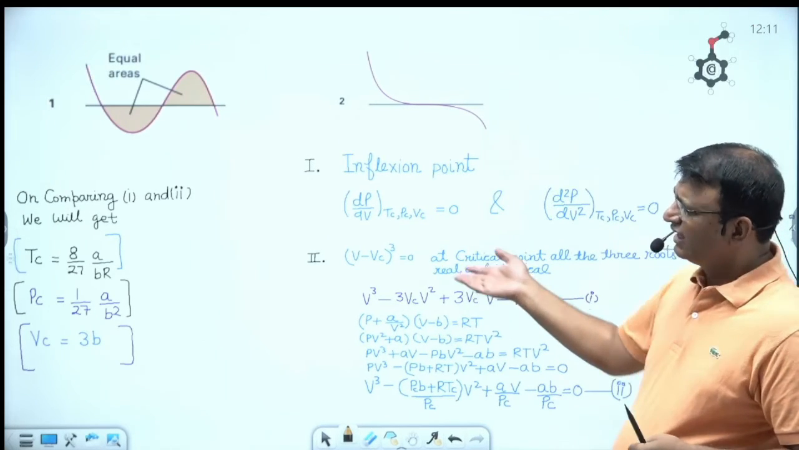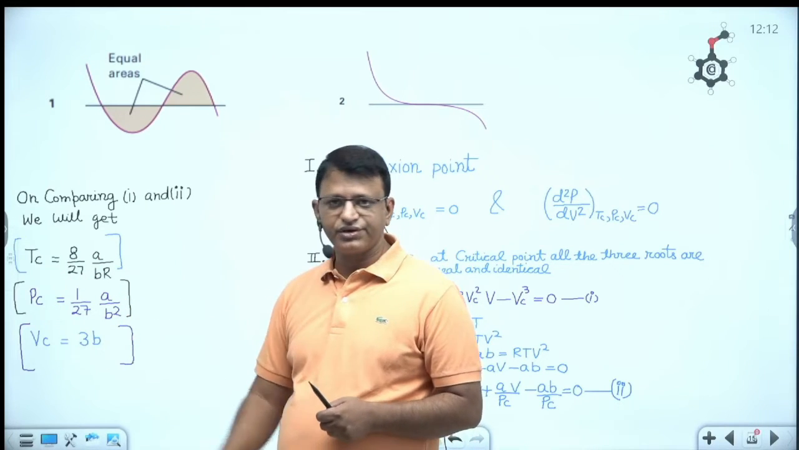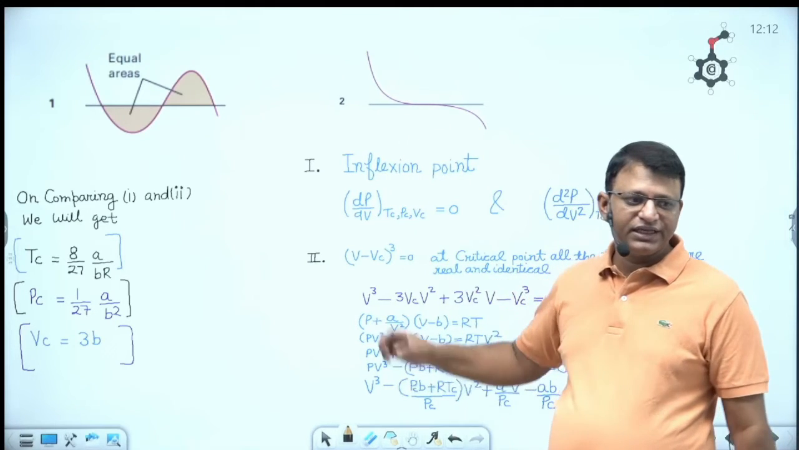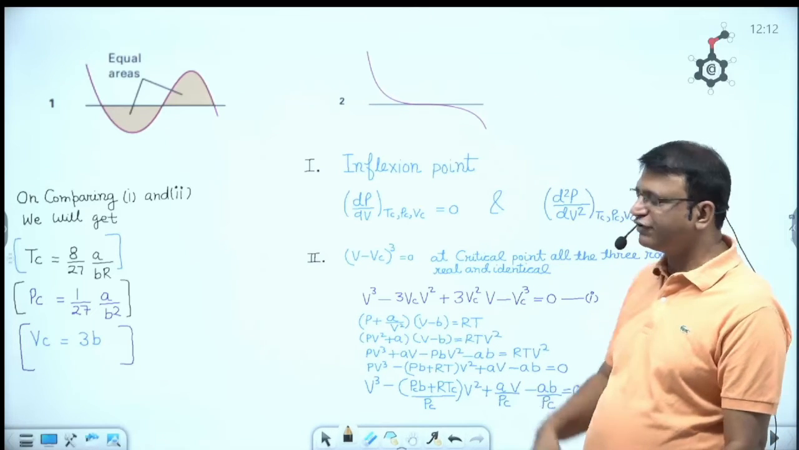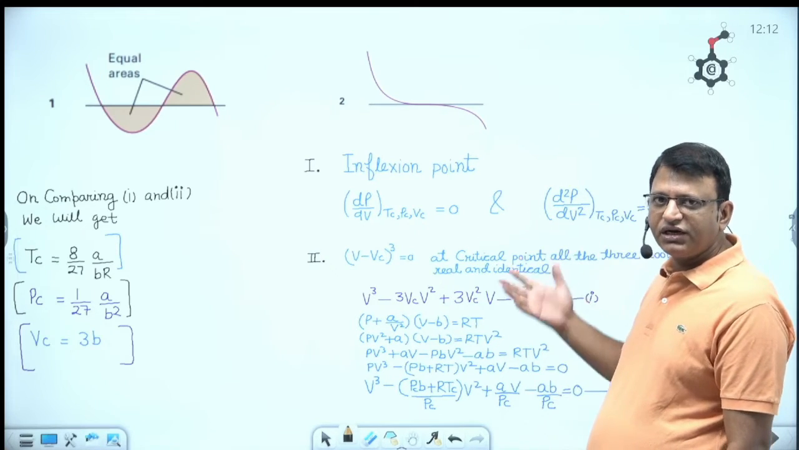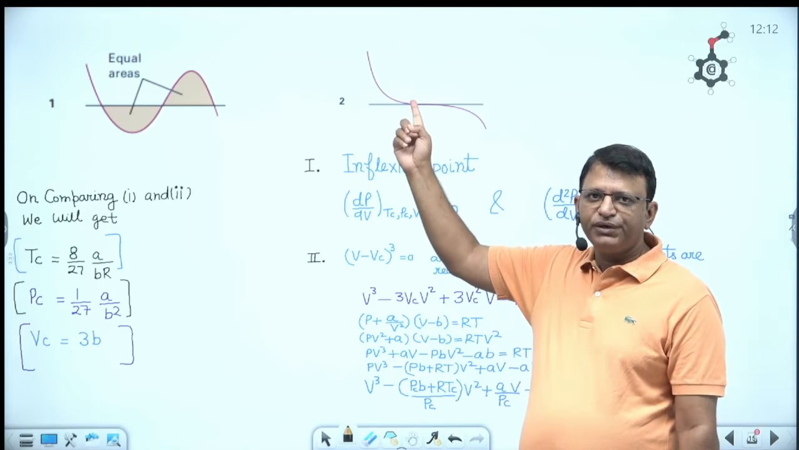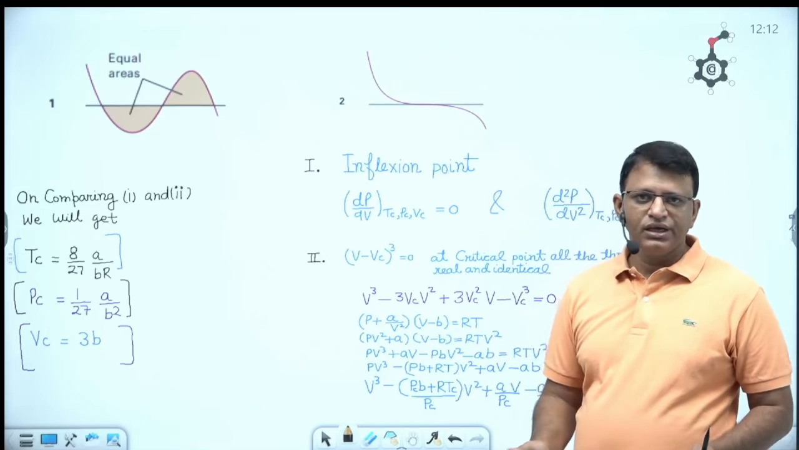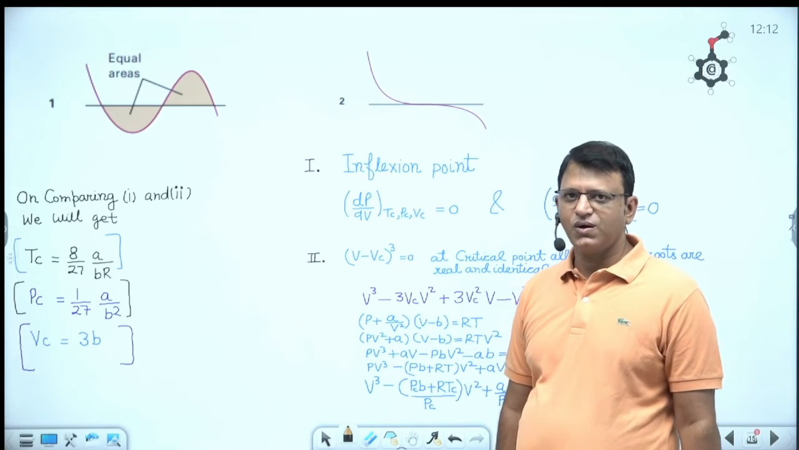So we have discussed that for a van der Waals real gas, this is the critical temperature, critical pressure, and critical volume. How can we derive them? At the critical point there is an inflection point, so the slope will be 0 at that point, or the rate of change of slope will be 0 at that point. With the help of these two we can calculate the critical temperature, critical pressure and critical volume. Another way is that at the critical point, all three roots of the cubic equation will be equal and real. So from there we can also find out the value of the critical constants.